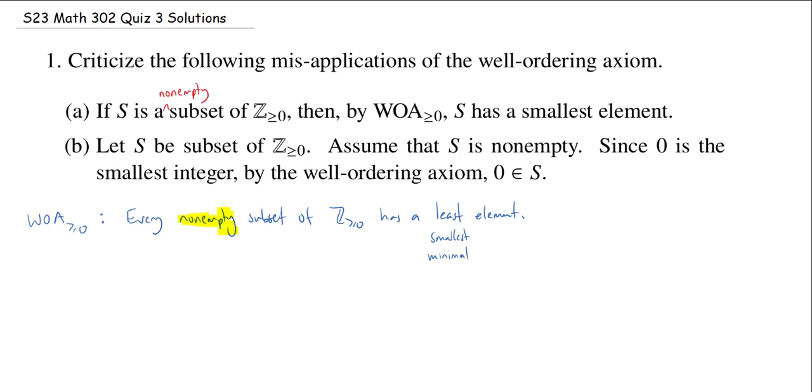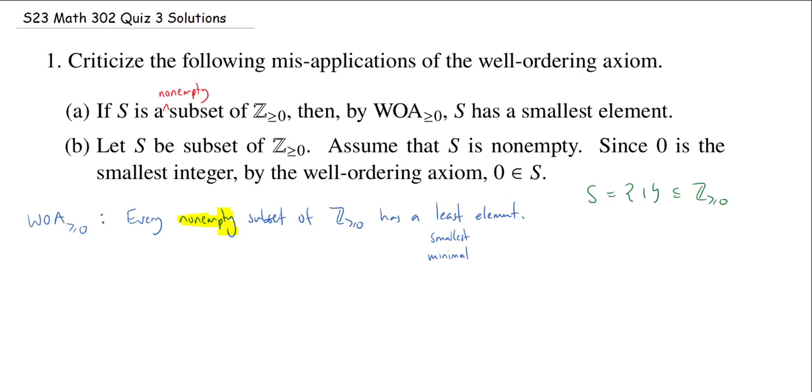For an easy example, consider, I don't know, how about S equals the set containing just the number 1. This is a subset of the non-negative integers. It has a least element. WOA greater than or equal to 0 promises you that it will. But that least element is not 0, right?